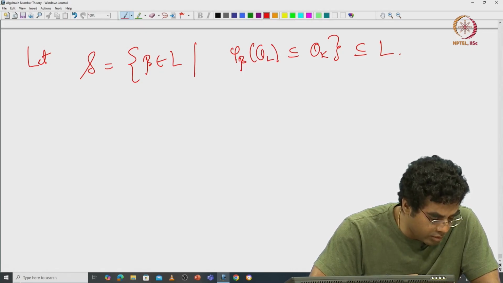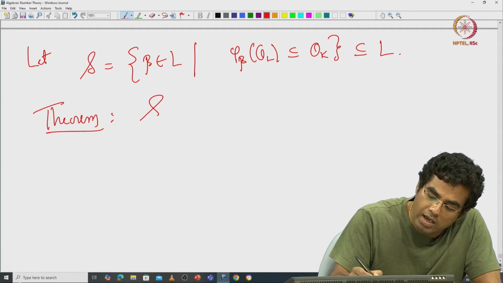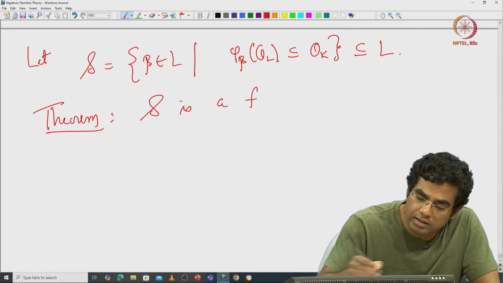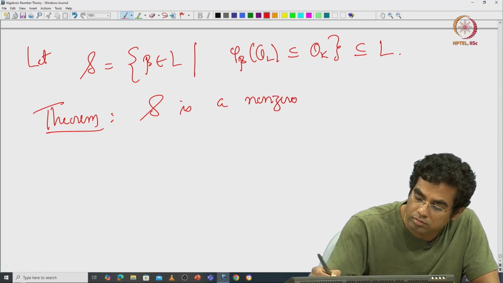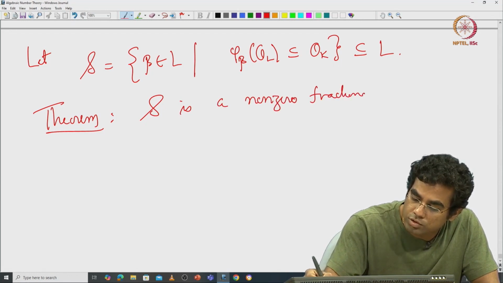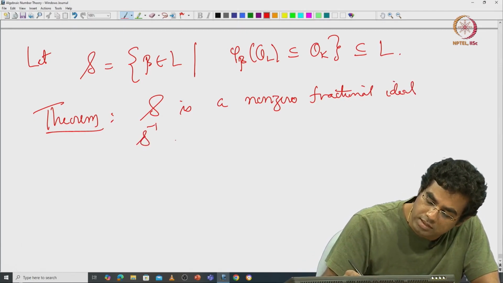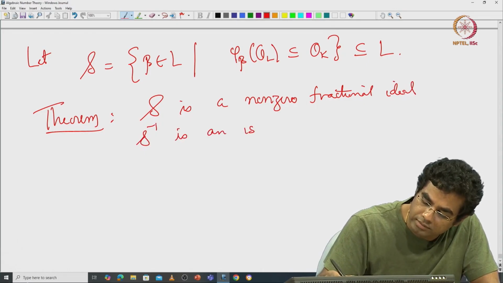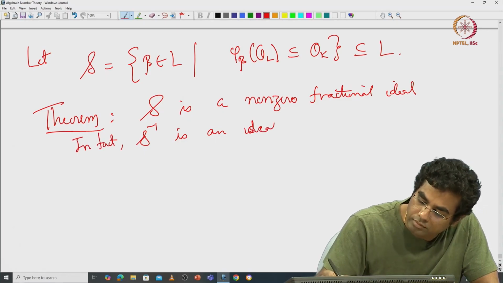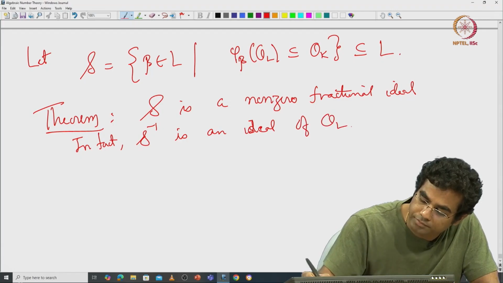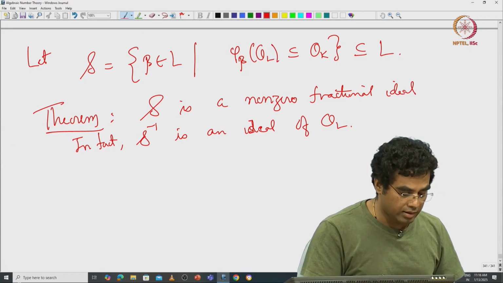All right. So, what are we going to do first? Our big theorem today is that S is a non-zero fractional ideal. In fact, S inverse is an ideal of OL. So, not only is it a fractional ideal, its inverse is actually an integral ideal.